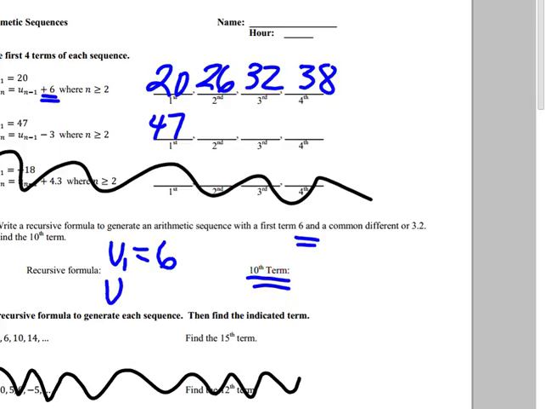And then I go u sub n equals u sub n minus 1. And then I just have to figure out if I add or subtract the 3.2. It says a common difference, it's supposed to be a difference of 3.2. And that means you add it. The difference kind, you're going to always add, unless you're adding a negative. I know it's kind of cheating, but.